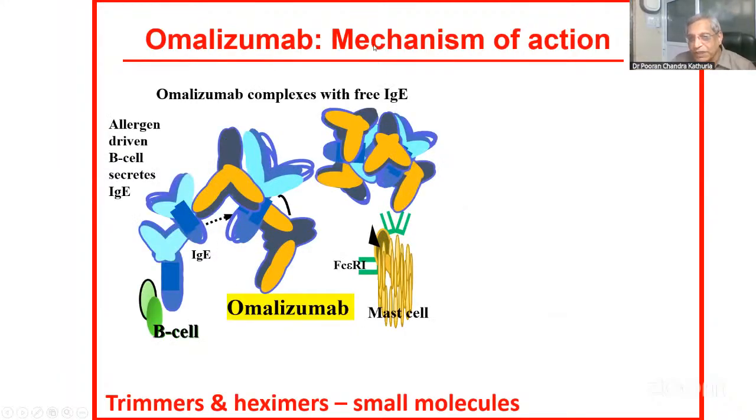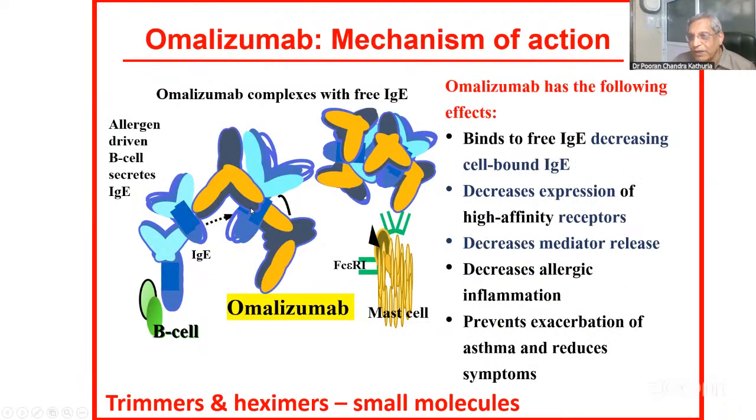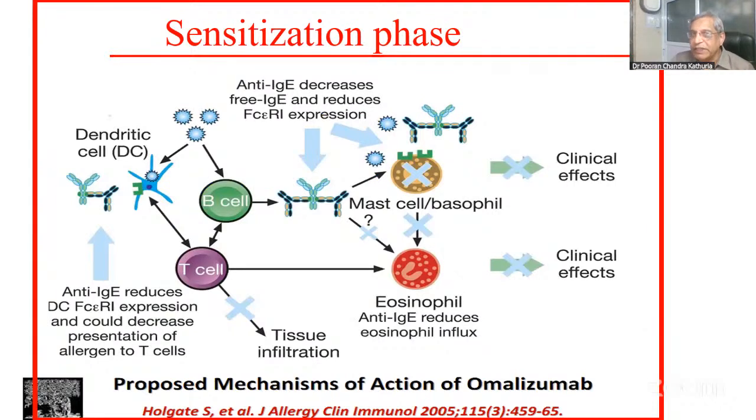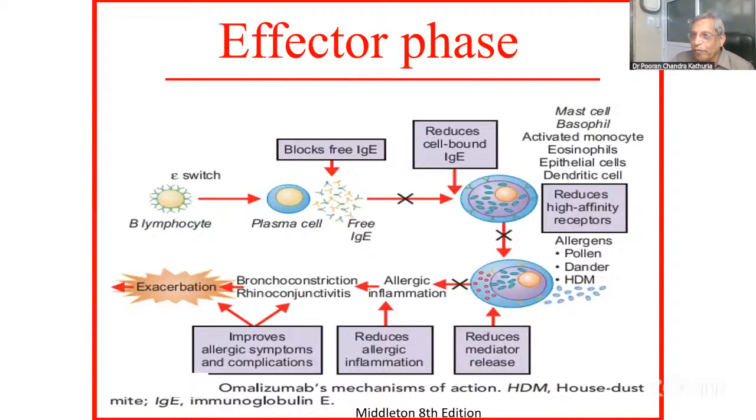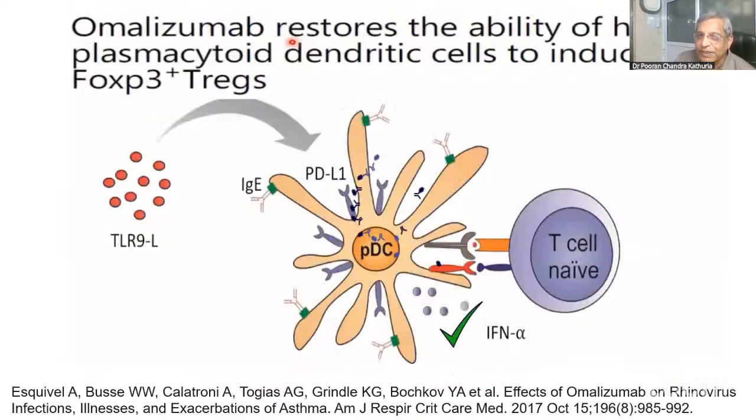In the circulation, it will form trimers and hexamers. Once this forms, there is a decrease in the density of the receptors on the effector cells. This decreases the sensitization. At the same time, once the effector cells have fewer IgE receptors, there will be no cross-linking and no degranulation. Also, it decreases the exacerbations.